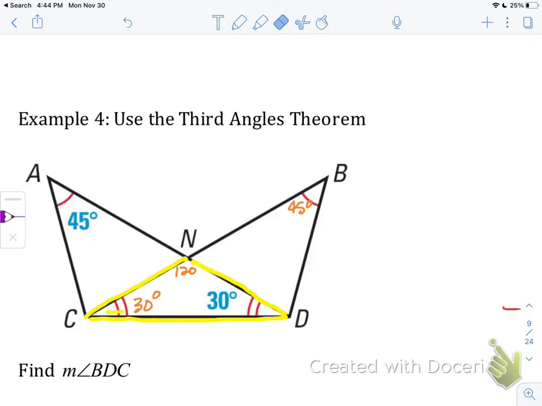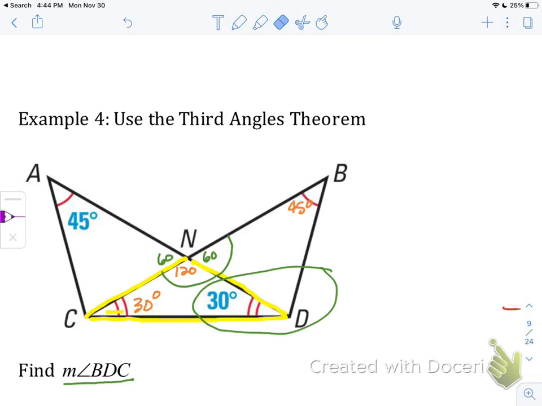Okay, so then look at this. Do you see how 120 and this angle have to sum to 180 because they're on the same straight line? So that means this is going to be 60. If this is 60, this is 60. Okay, so let's see what the question is, because we're having way too much fun here. This is measure of BDC. BDC. That is this big angle right here.